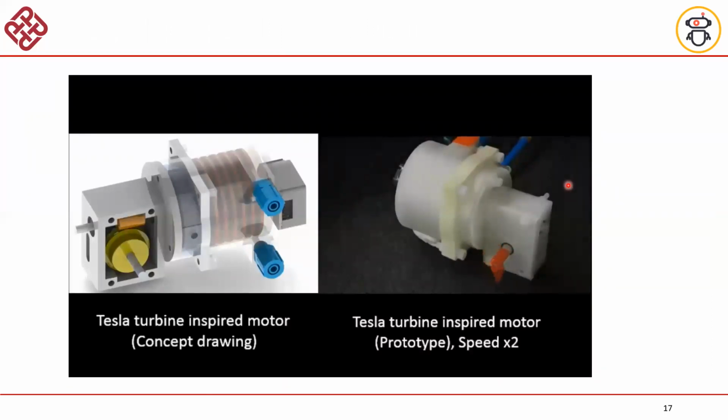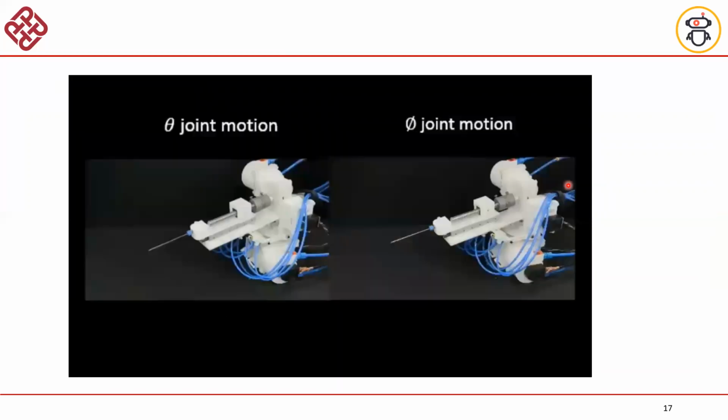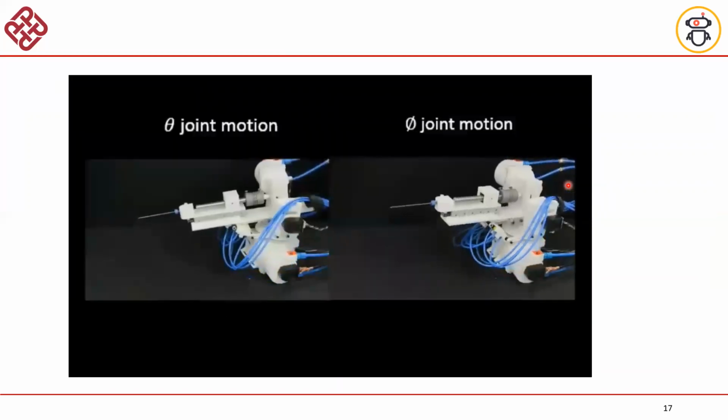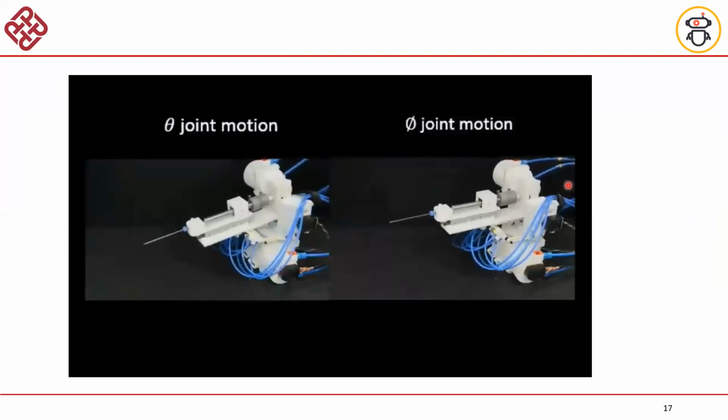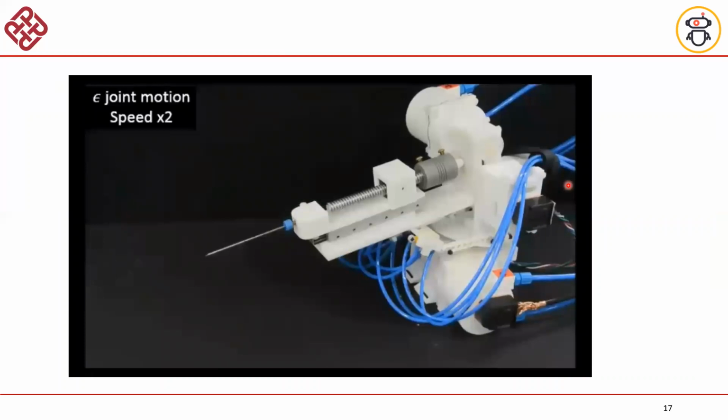Here I can conclude by answering the initial question of whether a Tesla turbine can be used as an MRI compatible actuator to generate robot motions. I can say, based on this study that we conducted, that yes, it is possible. We can drive and generate usable motions for robotic systems.